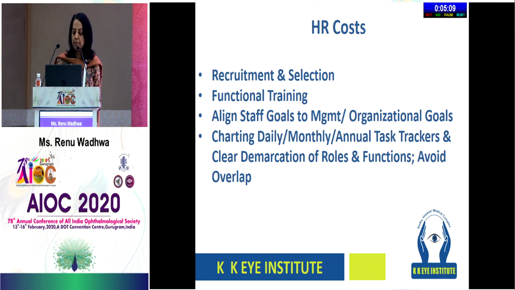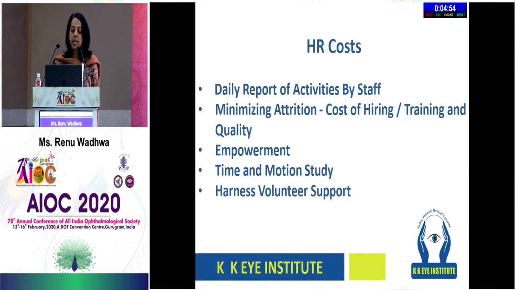Everyone is moving in a similar direction, and it helps in a better probability of achieving those goals. Charting out daily, monthly, annual task trackers and a clear demarcation of roles and functions avoids overlap and saves manpower costs.